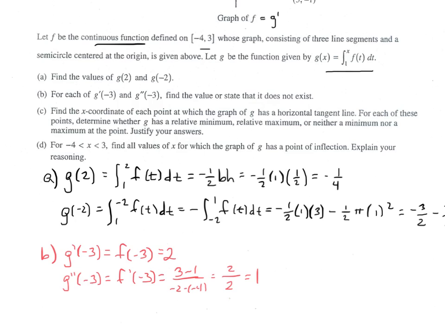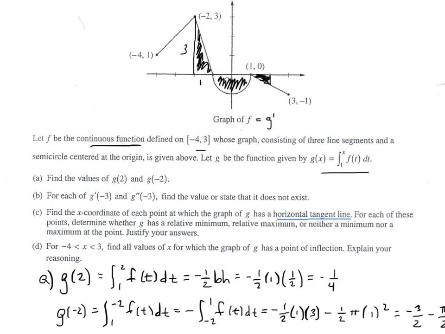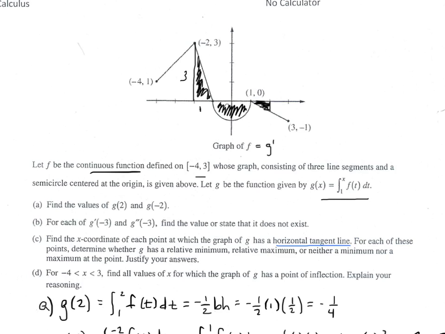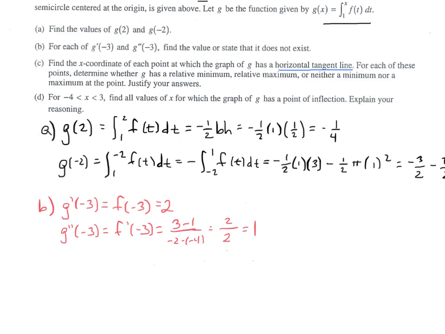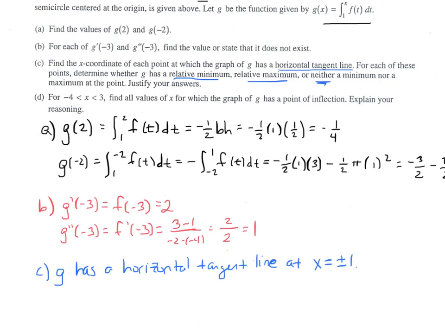Okay, part C, we are looking for where g has a horizontal tangent line. So g will have a horizontal tangent line when g prime is equal to 0. Again, here's our graph of f, which is g prime, and g prime is equal to 0 at plus or minus 1. So let's first write that down. At x equals plus or minus 1. Our next job is, for each of these points, to decide whether g has a relative minimum, relative maximum, or neither.